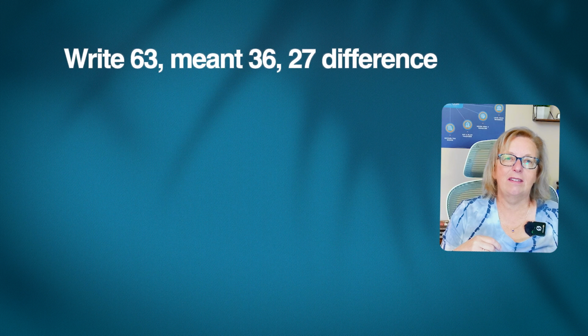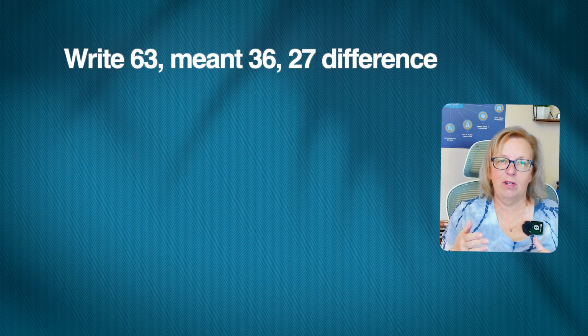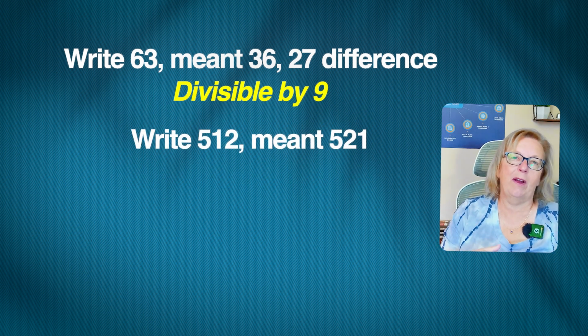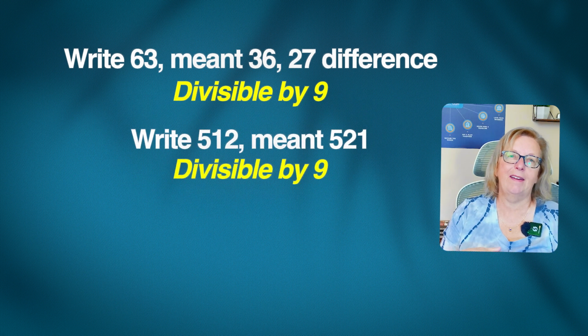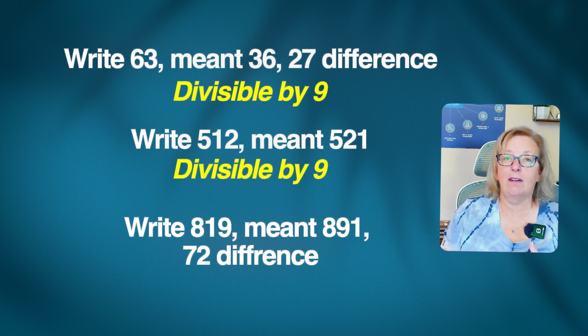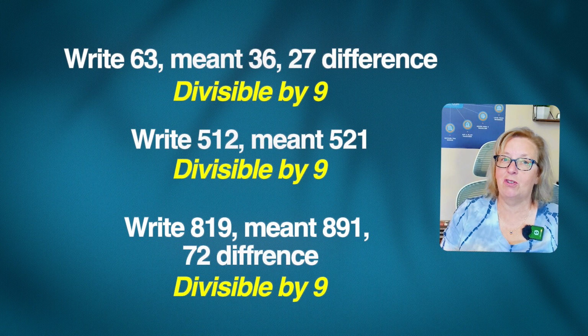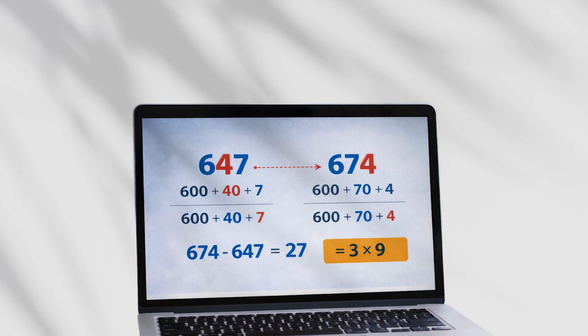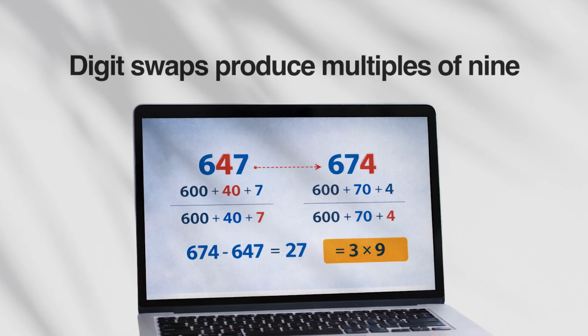So if you write 63, but you meant to write 36, difference is 27. Yep, divisible by 9. You write 512, but you meant to write 521, divisible by 9. Did you write 819 instead of 891? Difference is 72, divisible by 9. It works because of how our number system is built. When you swap digits in different places, the math creates a difference that's always a multiple of 9.